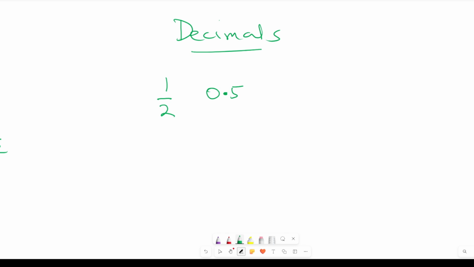That makes it a whole number. Zero is a whole number. So anything before the point is a whole number. 0.673, 2.414. This bit is a whole number. Anything before the point is a whole number. Anything after the point, it defines what we call the decimal places.